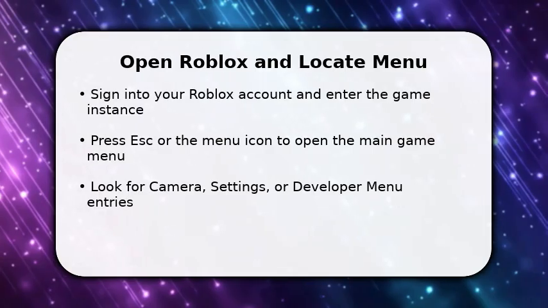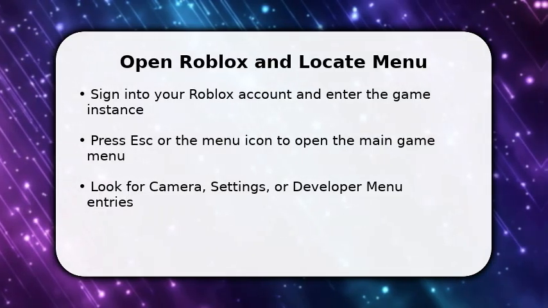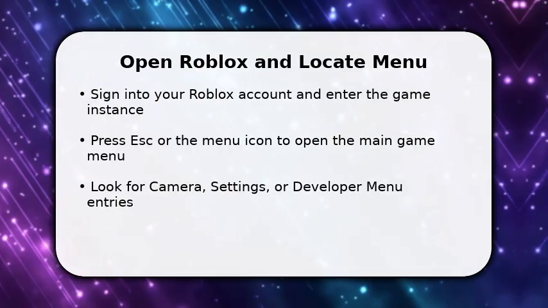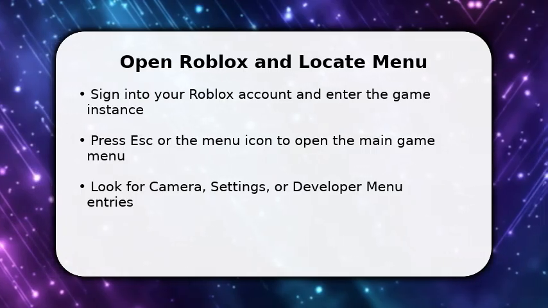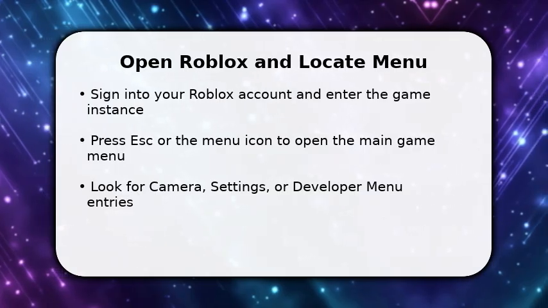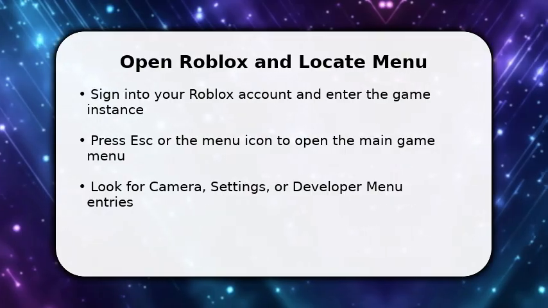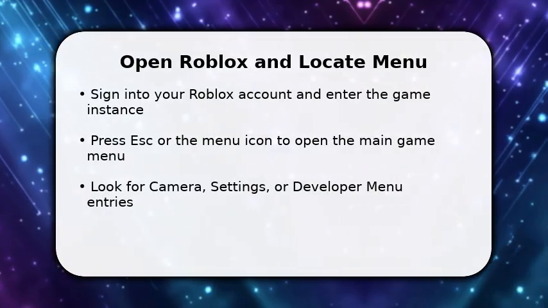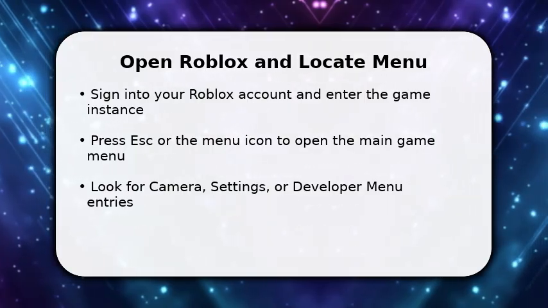You start inside the game. You have to open Roblox's in-game menu immediately. You sign in, then press ESC or tap the menu icon on mobile to expose camera, settings, or developer options. You do this because picture mode is usually toggled from camera or settings, so find those first. Once you see camera or a photo mode entry, pause, you're ready to change the mode. Make sure your input device, mouse, keyboard, touch, is responsive before moving on.